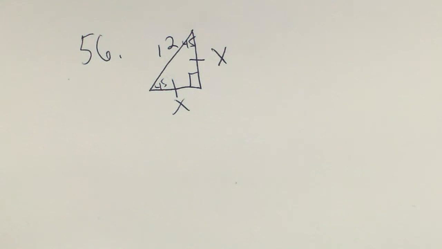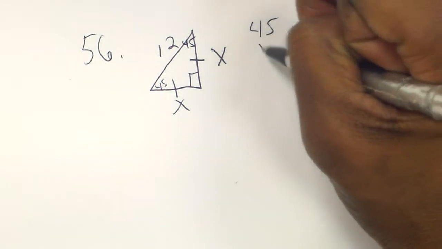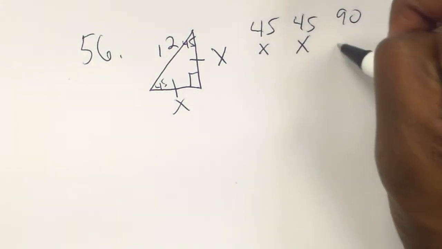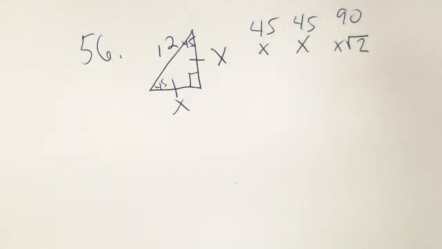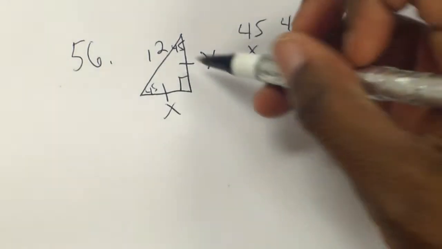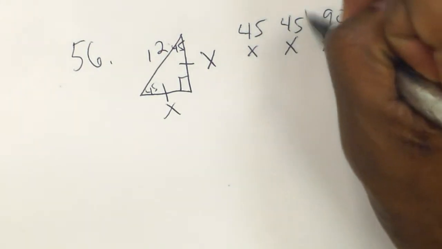For those of you who came to our workshops or looked at the previous videos, remember this is on your formula chart. 45 degrees is worth x, 45 is worth x, and the 90 degree is worth x radical 2. So always start with your given. We're given 12, which is the hypotenuse, so we know that it goes right here.